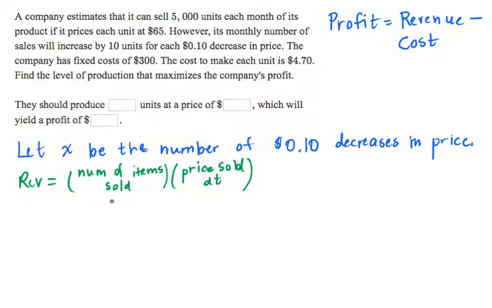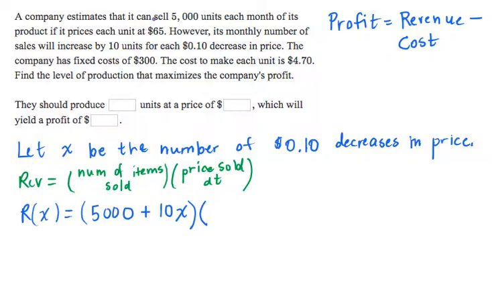The number of items sold is initially 5,000. But with each 10-cent decrease in price, we sell an additional 10 units. So every time x goes up by 1, we sell 10 more items. So plus 10 times the number of 10-cent decreases in price, so 10 times x. We can add that to the initial amount of 5,000. That's the number of items being sold.